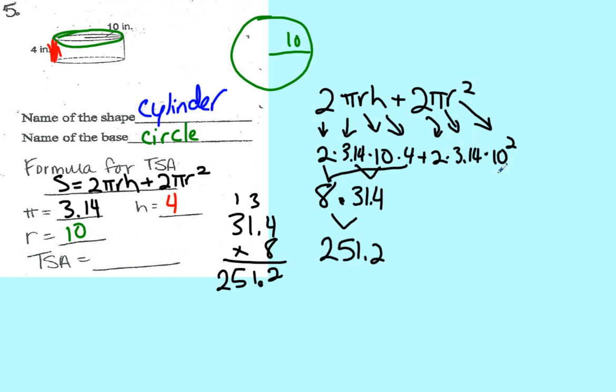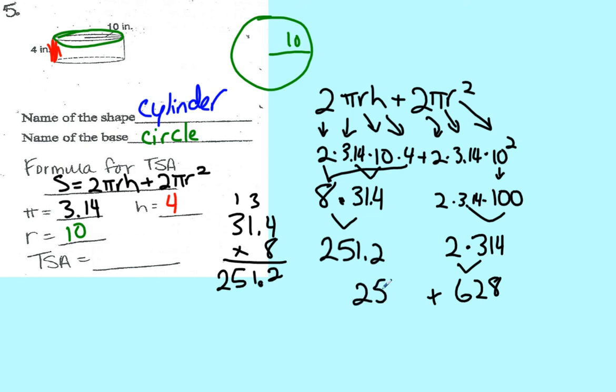On the other side here, I have to do 10 squared first, because that's an exponent, so that's 100. Times 3.14 times 2. Now this works out nicely. 3.14 times 100, I just move my decimal point 2 places over. So this is just 314 times 2. So this is 628 plus 251.2.